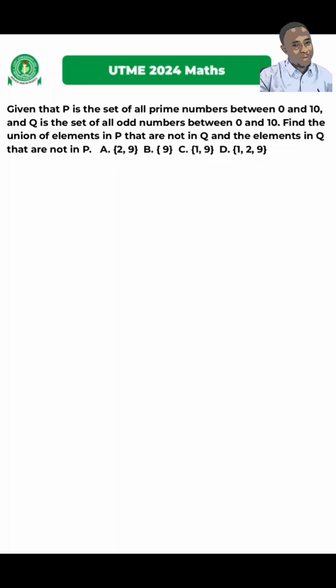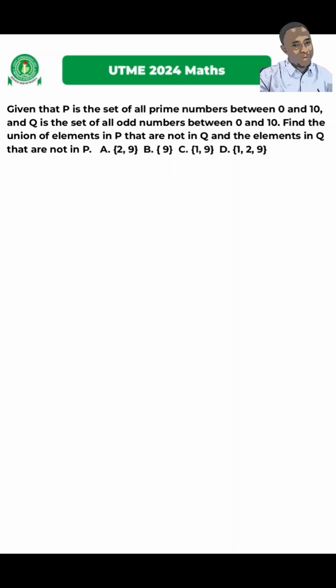Question 26. Given that P is the set of all prime numbers between 0 and 10, and Q is the set of all odd numbers between 0 and 10, find the union of elements in P that are not in Q and the elements in Q that are not in P.